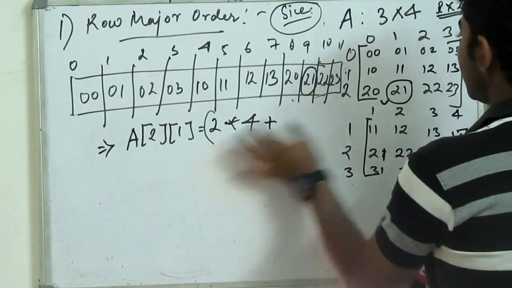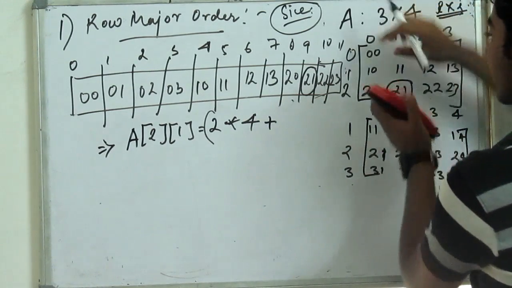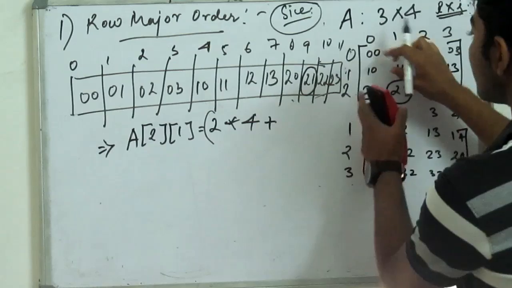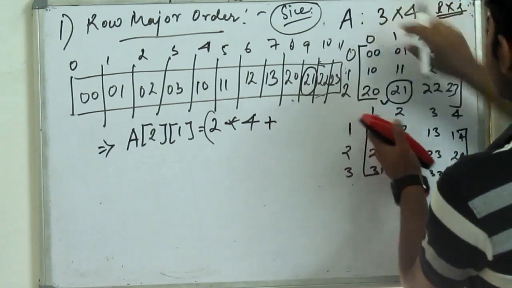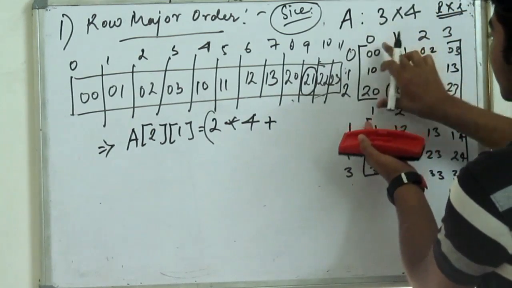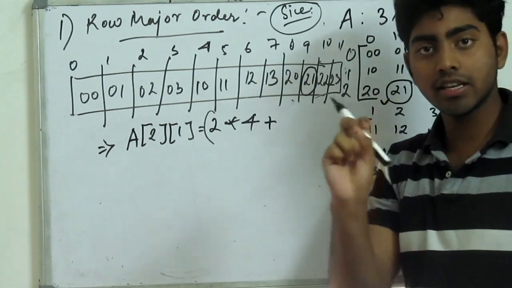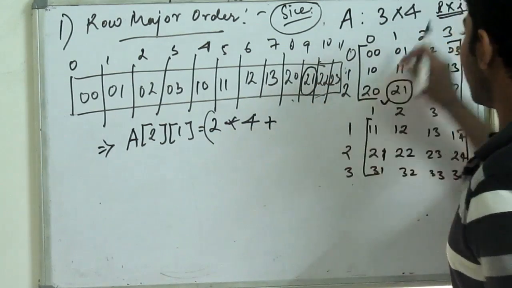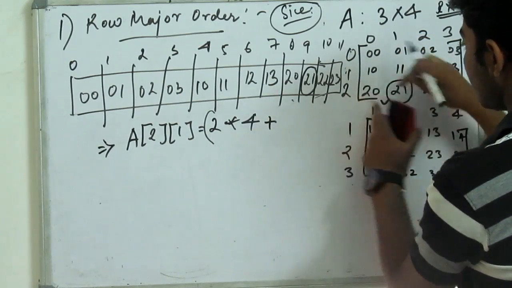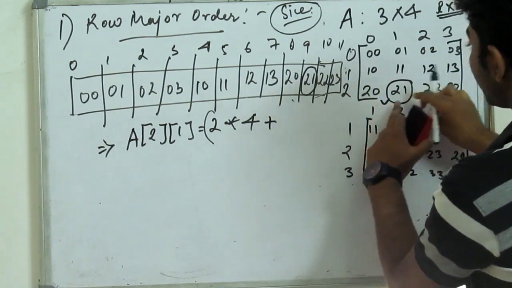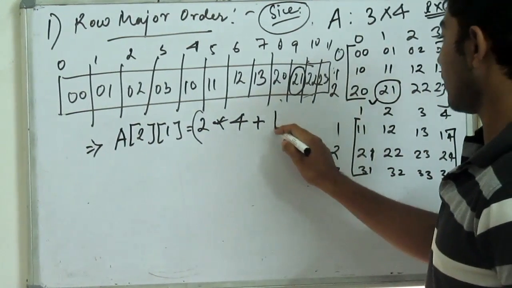So as we have seen, in order to reach this 21 element, we have crossed 2 rows. Each one is having exactly 4 elements. And how did we get this 4? By seeing the number of columns we have, because depending upon the number of columns, we will have the number of elements in each and every row. So once we reach, after crossing these 2 rows having 4 elements, we reach this position, and in order to reach position 1, we will have to cross one extra column. So we just write 1.